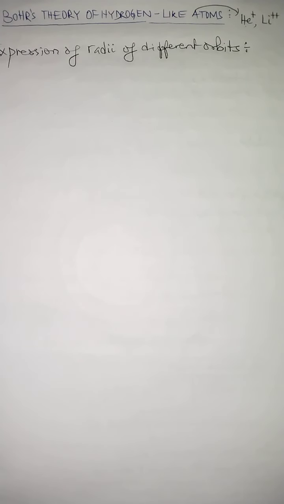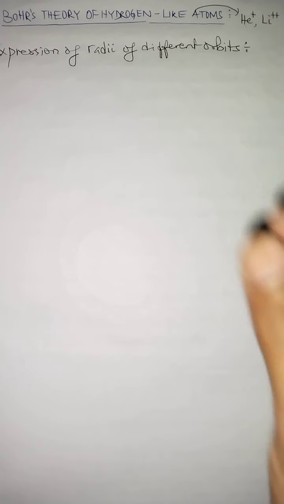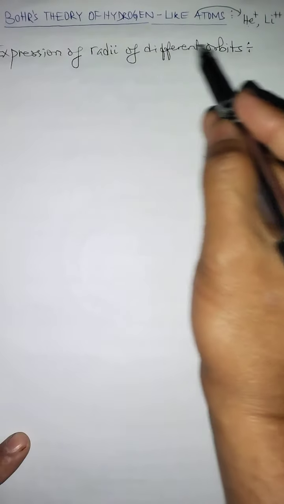So in his theory, we basically measure the radius of the different orbits in which the electron revolves, and we calculate the speed of the electron in the orbit. After that, we calculate the energy acquired by the electrons in different orbits, and with that energy we calculate the frequency of the emitted radiation when electrons go from higher orbits to lower orbits. So these are the quantities that we are going to measure in this theory proposed by Niels Bohr. So let's start with the expression of the radii of different orbits.